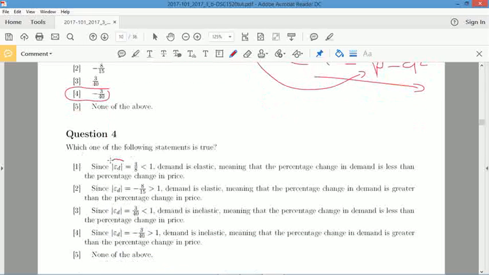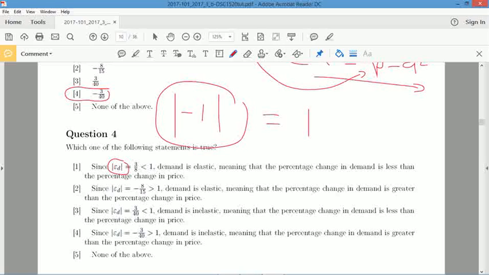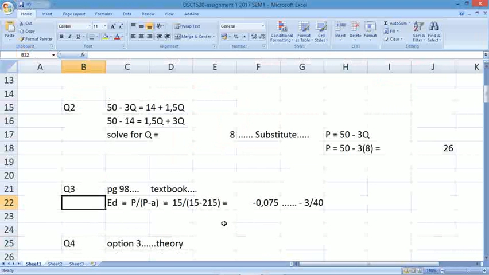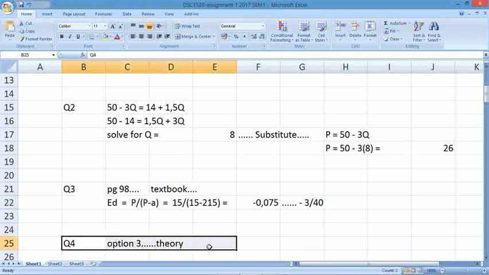When you see that notation as a box, if I put a number here, it always makes that number positive, because that's a representation of absolute values. So they're saying the absolute value of the point price elasticity of demand is equal to what? Obviously, if it's absolute value, it'll be positive, and the positive is less than 1, so demand would be seen as being inelastic. So I would be going with option 3 for this question, based on theory.